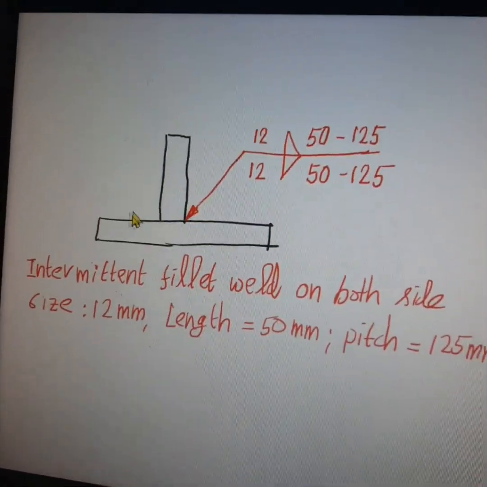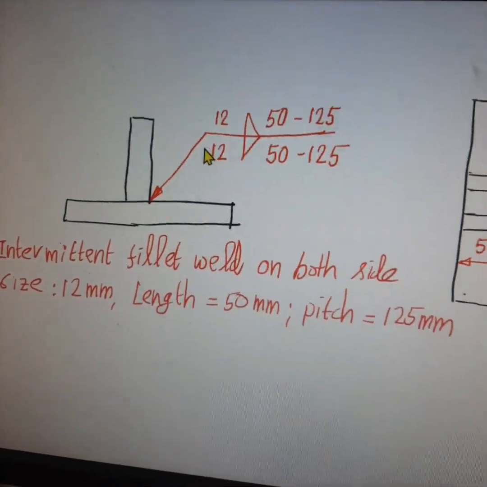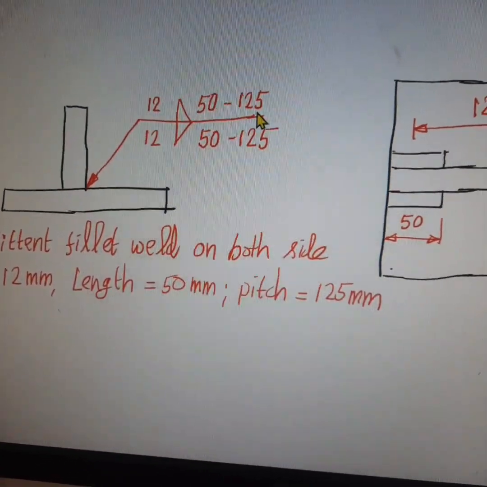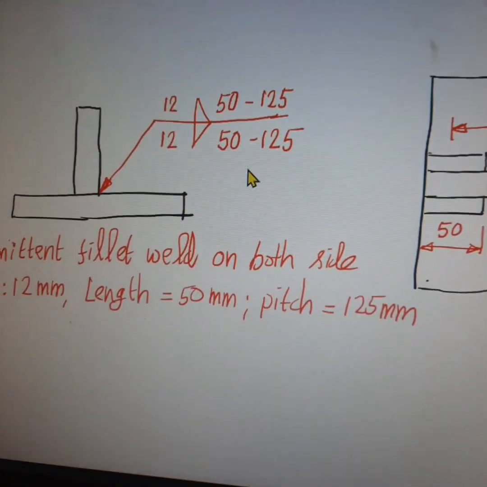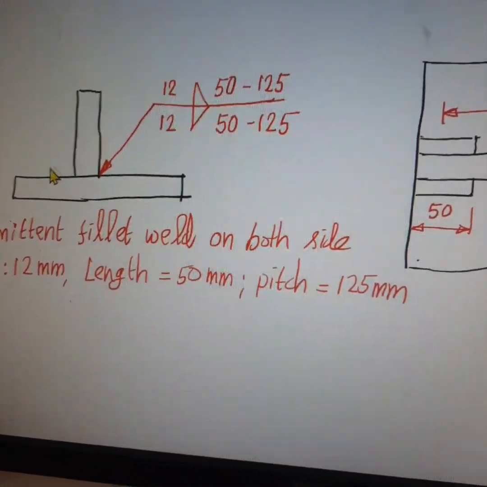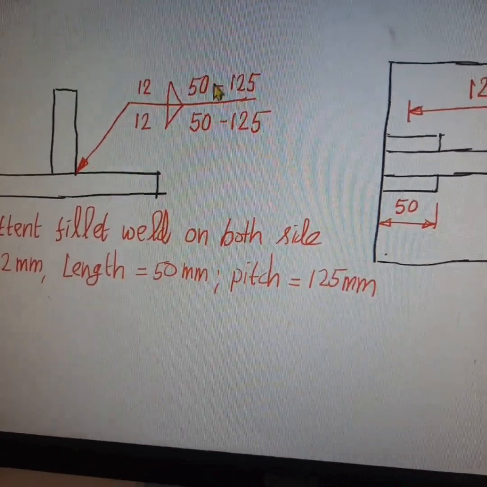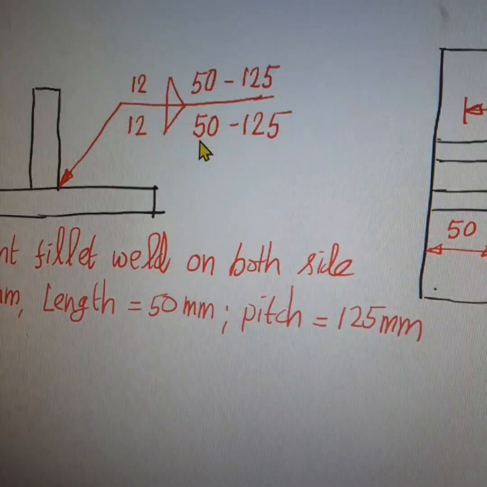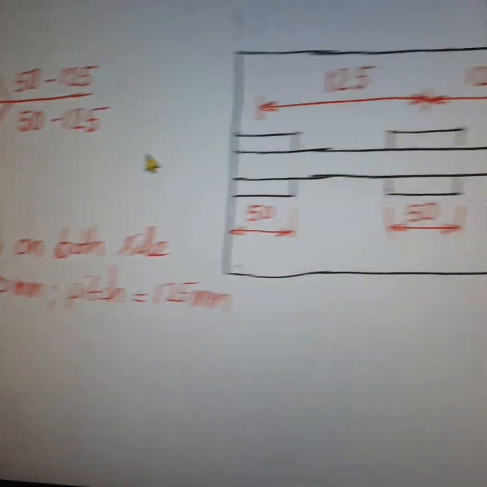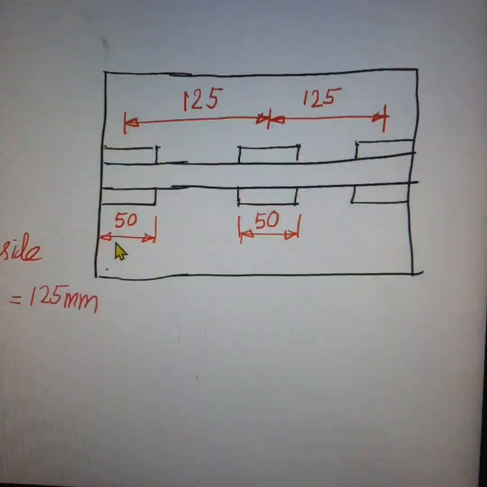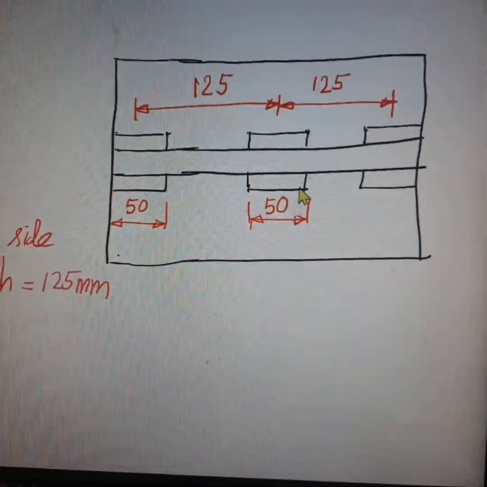So as usual, you have to draw the orthographic view, then you have to draw the arrow and horizontal line. In this case, we are performing welding on both sides, the arrow side as well as the other side of the arrow. So the symbol is present above the line and below the line. Now the length of the weld is 50 mm and the pitch is 125 mm on both sides.